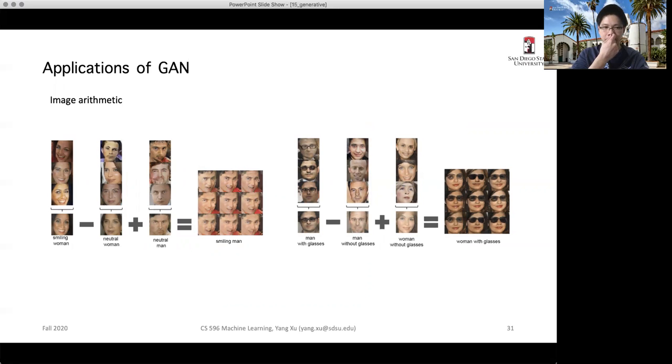Like we can use the representation for smile as the hidden representation, and based on the smiling expression, minus the representation of a woman, plus the representation of a man as another dimension of gender, then we will have a smiling man. So similar features can be captured by the GAN network.